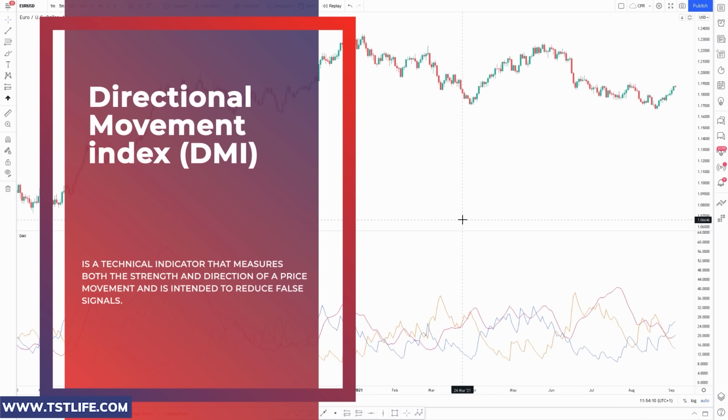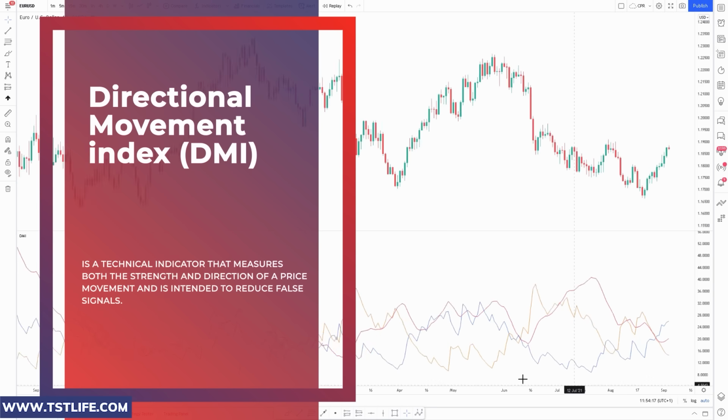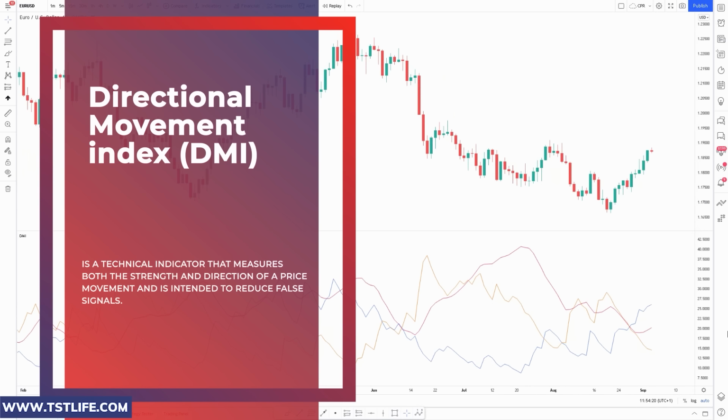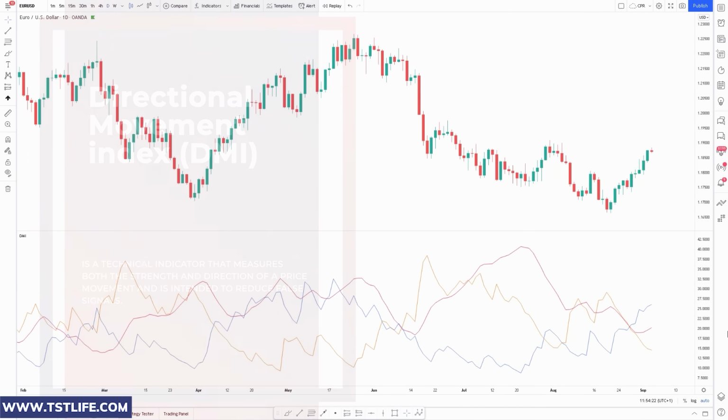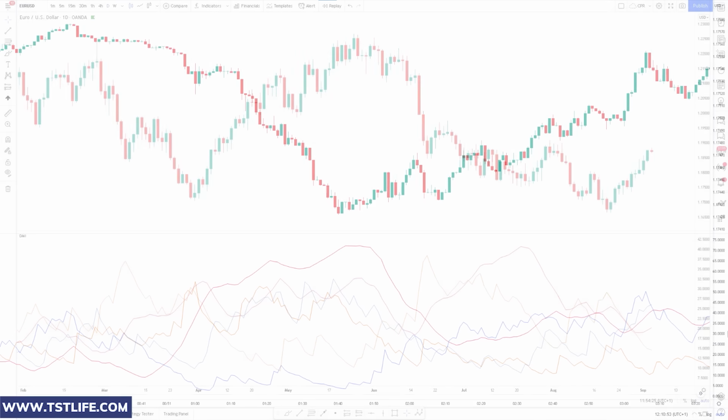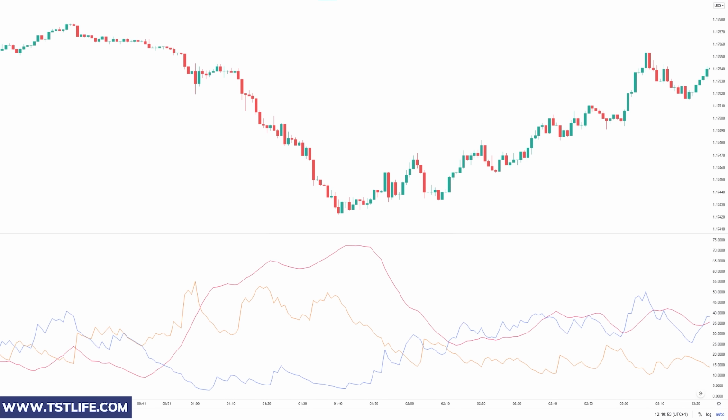The Directional Movement Index, DMI, is a technical indicator that measures both the strength and direction of a price movement and is intended to reduce false signals. DMI helps in determining the price direction and the strength of the movement. It does so by comparing the current price with previous lows and highs, drawing lines of positive directional movement, plus DI, and negative directional movement, negative DI.